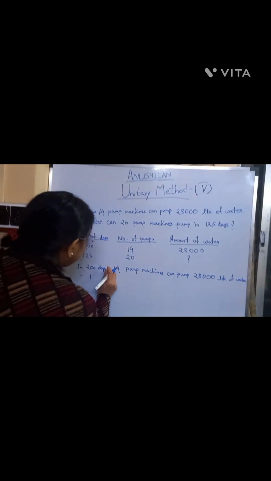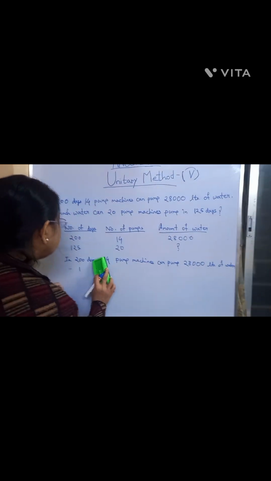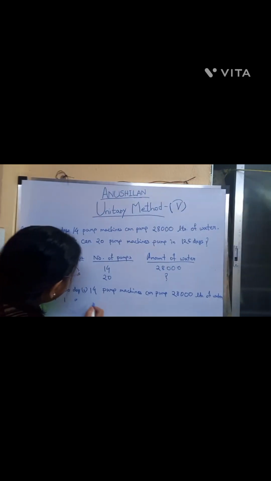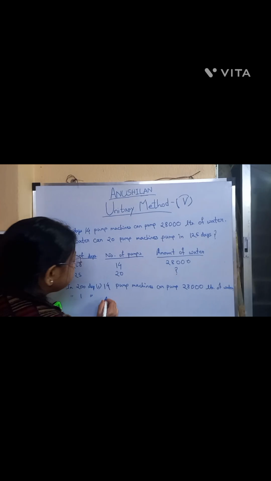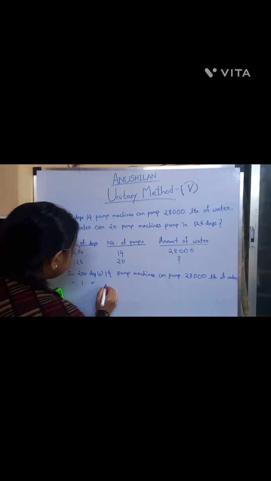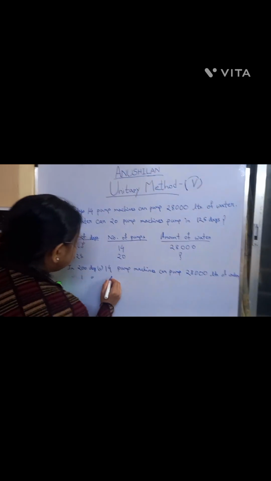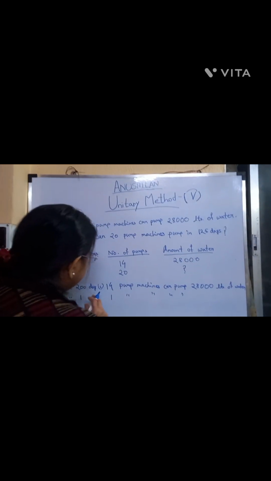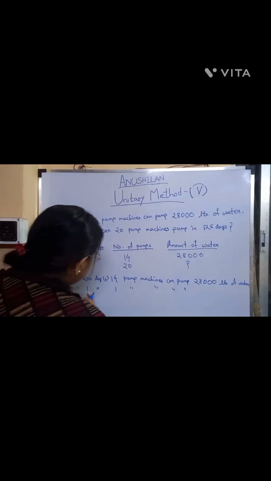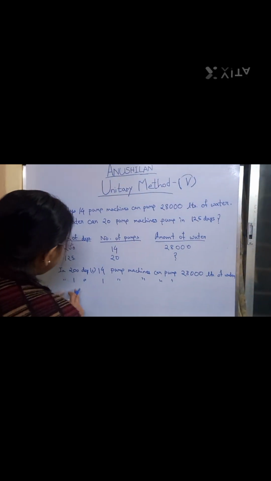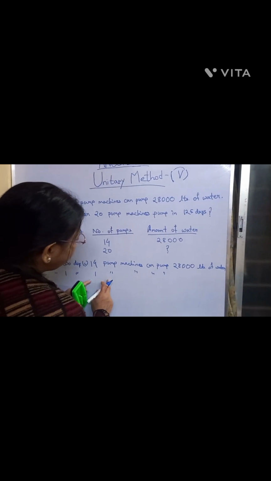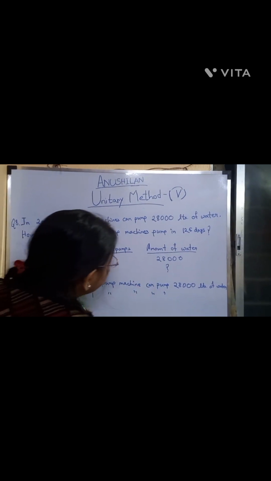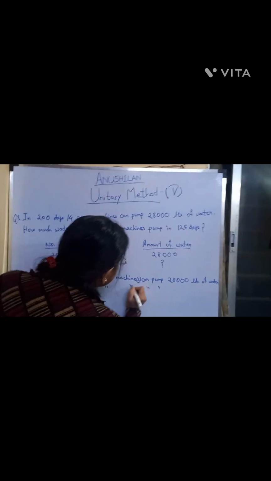In one day, the plural I put it in the bracket. In one day, one pump machine. The number of parameters is here 3. So 2 will be changed simultaneously. One day and one pump. One pump, make the plural S in the bracket.